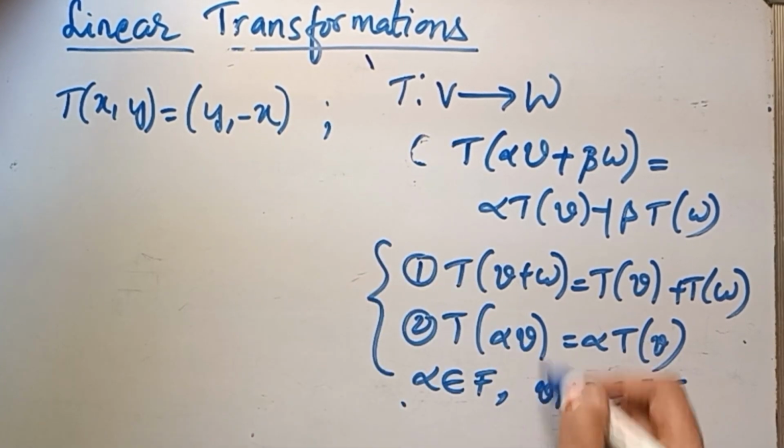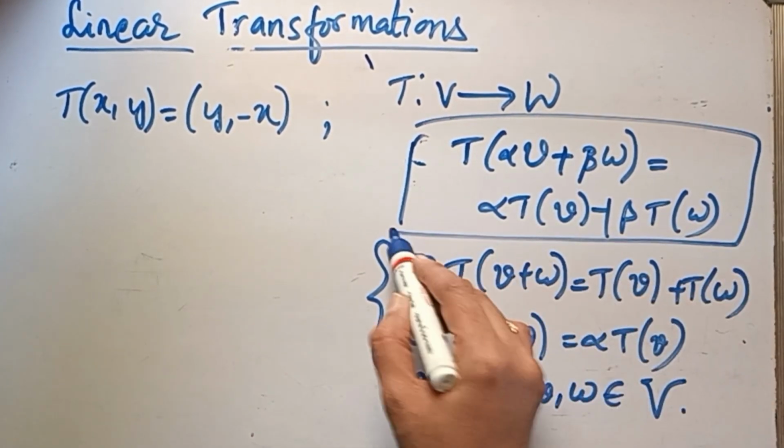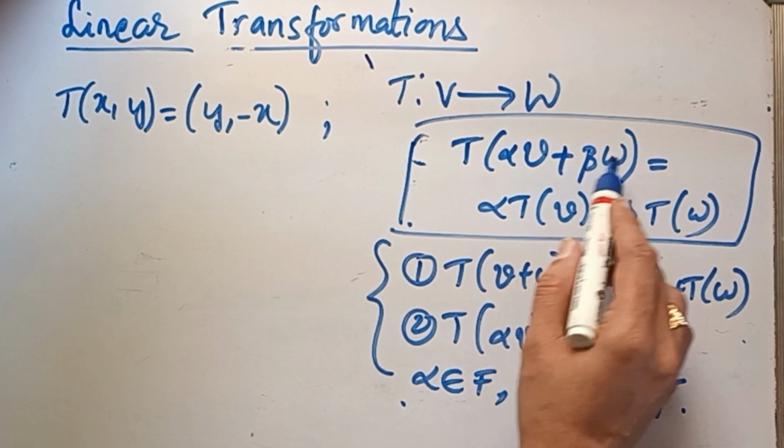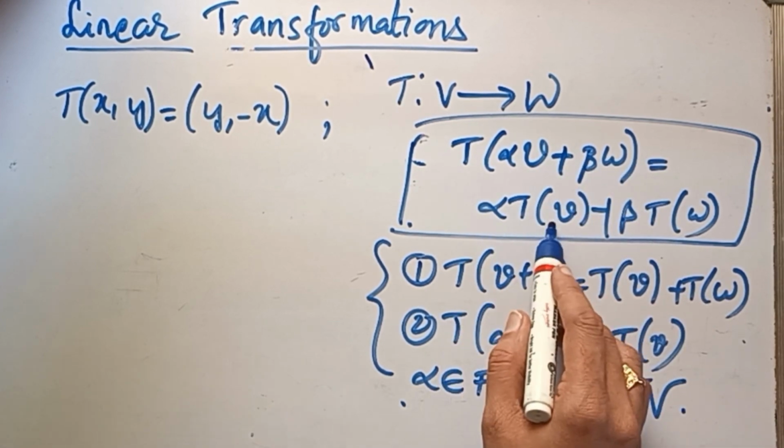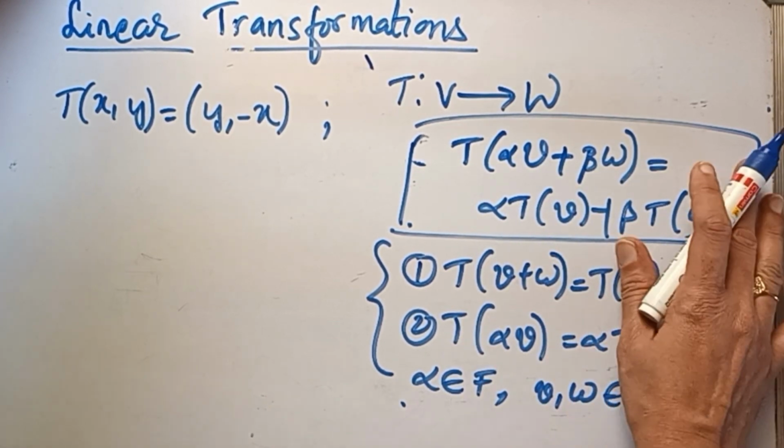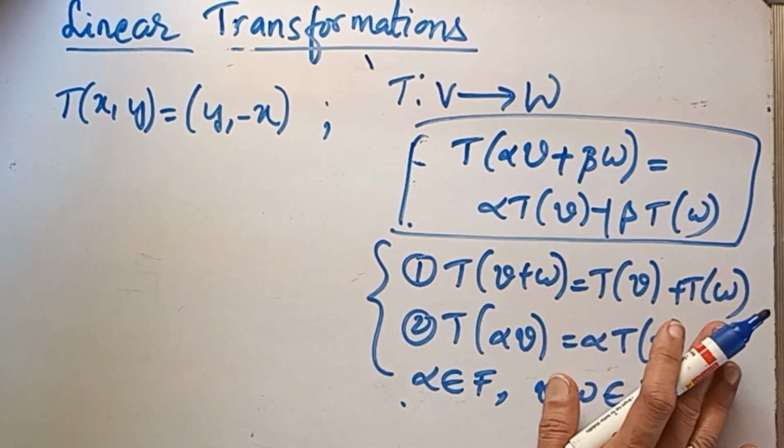By combining these two conditions, we can characterize it as T(αv + βw) = αT(v) + βT(w). This is the mathematical definition of a linear transform.